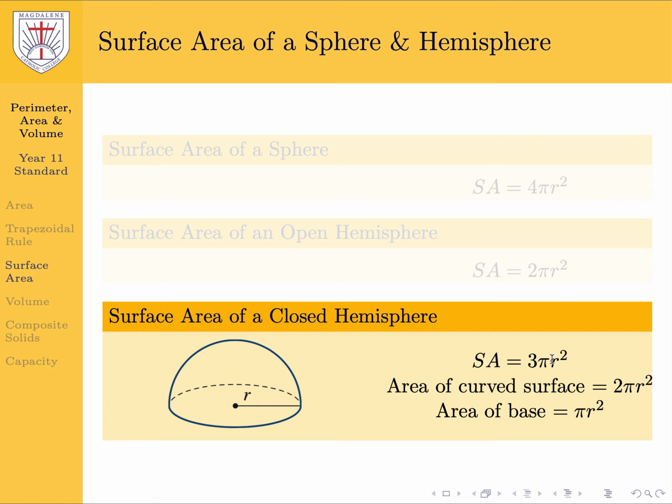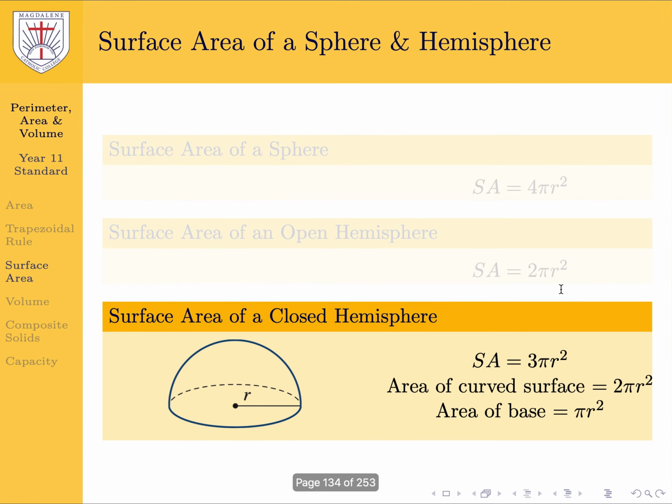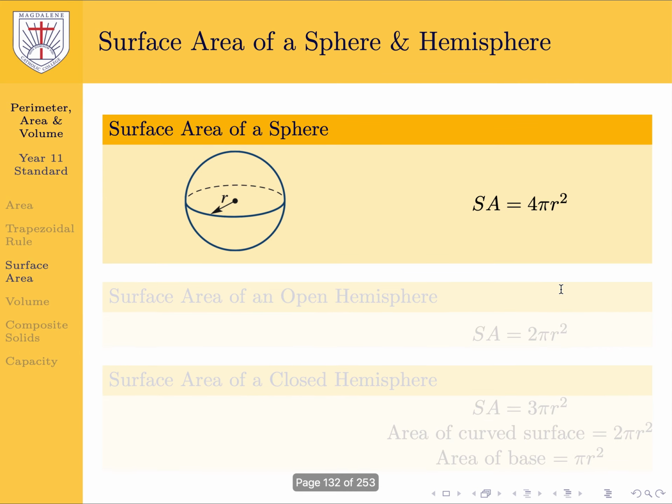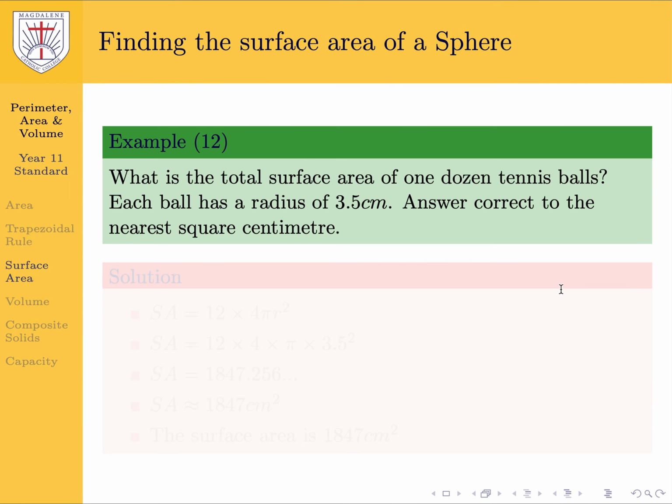So if it helps you remember, pi r squared is a circle. Open hemisphere is 2 pi r squared. The area of a closed hemisphere is 3 pi r squared, and the area of a sphere is 4 pi r squared. So it just keeps on going up by 1. We're going to use that as an example now.